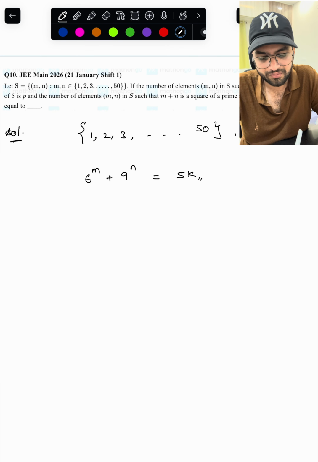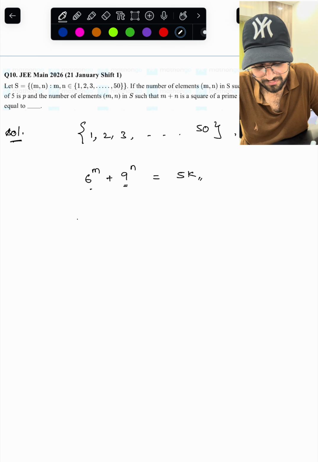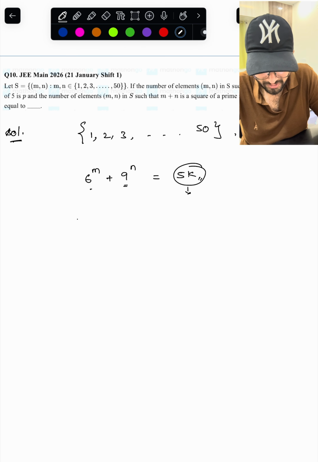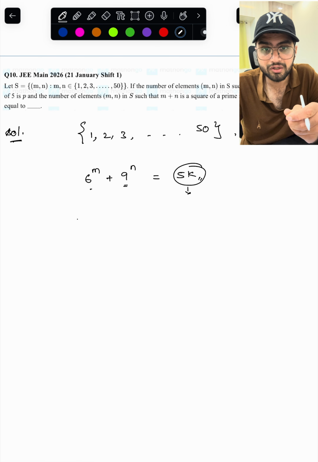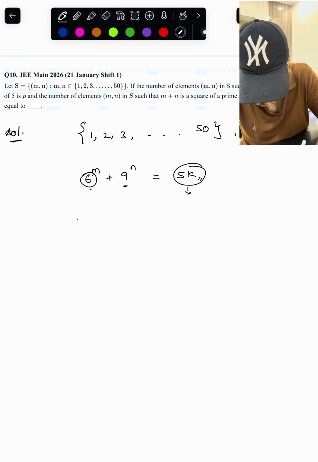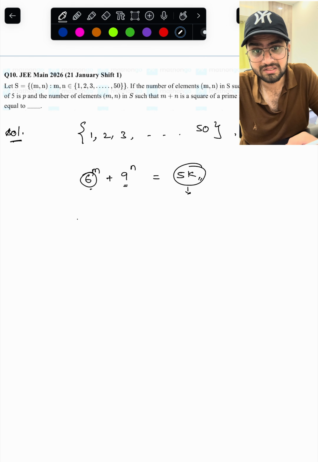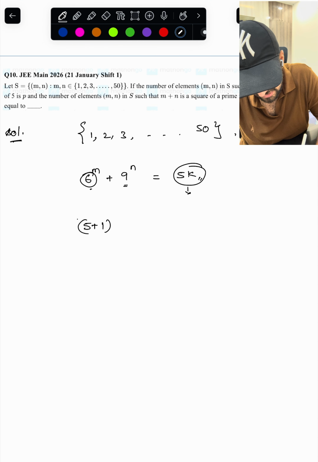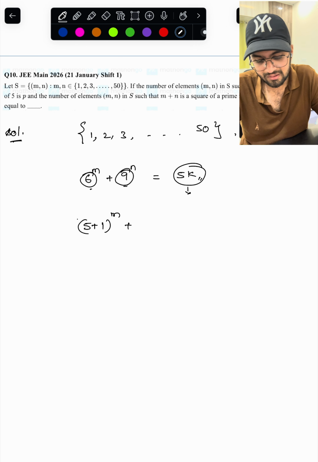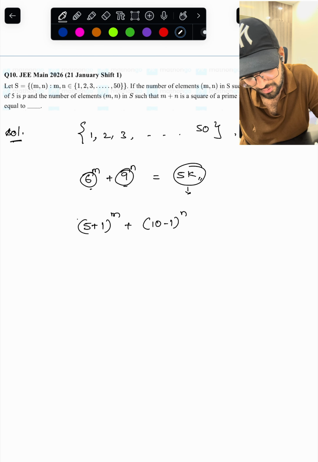That means it should be of the 5k form, right? So whenever these kinds of questions are there, where we have to check a 5 multiple, try to check the nearest 5 multiple for the base. So here 6 is there, the nearest 5 multiple is 5, right? So 6 I can write as (5 plus 1) whole power M, and for 9 the nearest 5 multiple is 10. I can write 9 as (10 minus 1) whole power N.